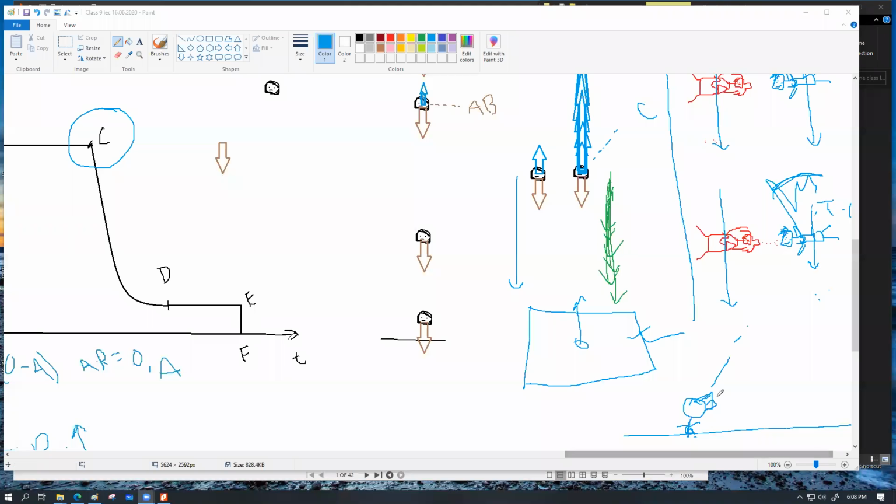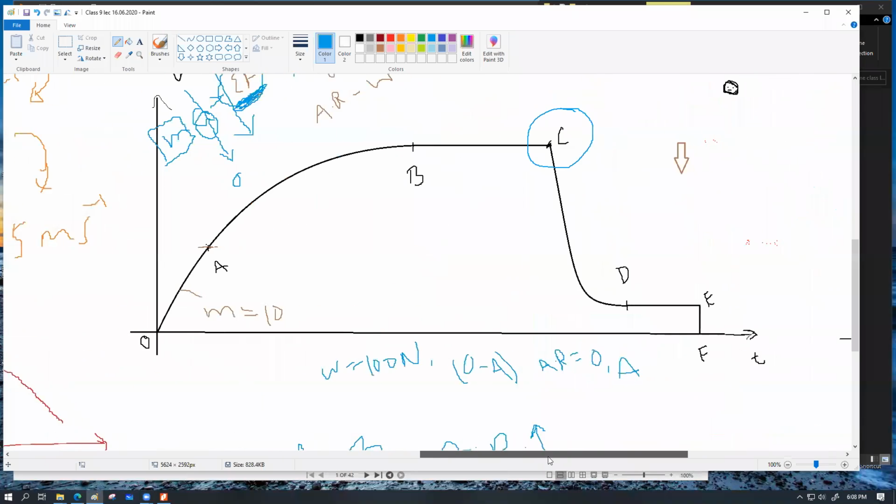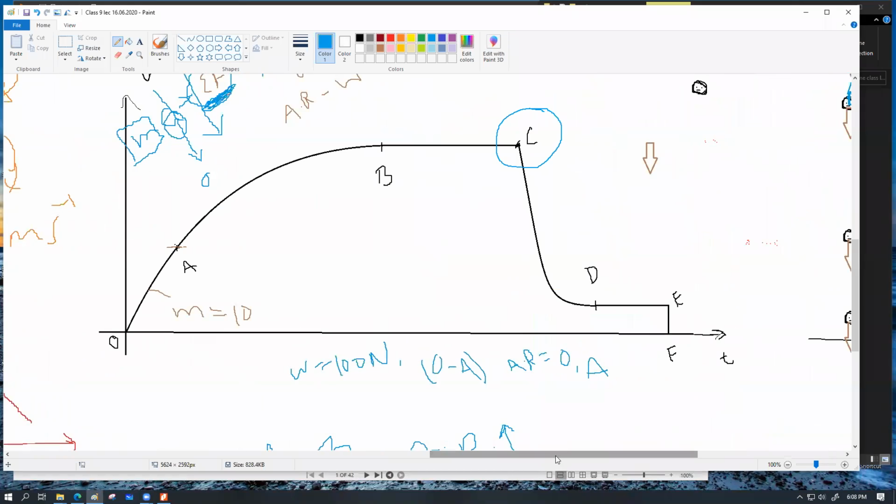Sir, can we say that the distance under this velocity time graph is equal to the height the parachutist starts to fall from? Definitely. The entire distance under this whole graph is basically the height of the parachutist. Yeah, the answer to your question is yes. It's a solid yes.